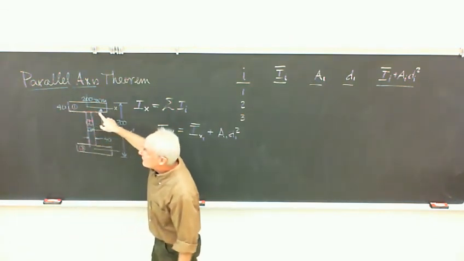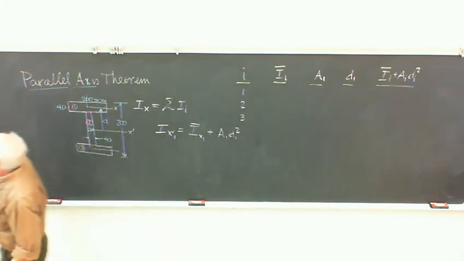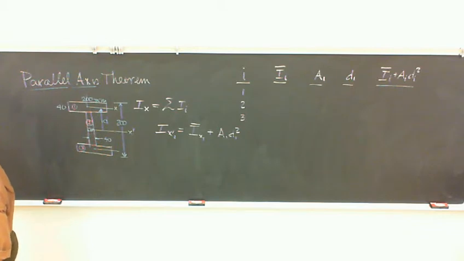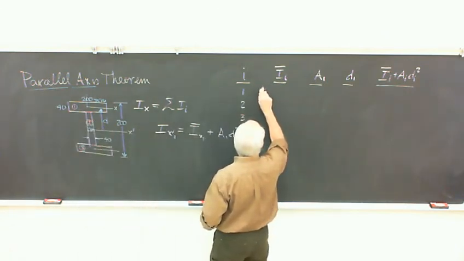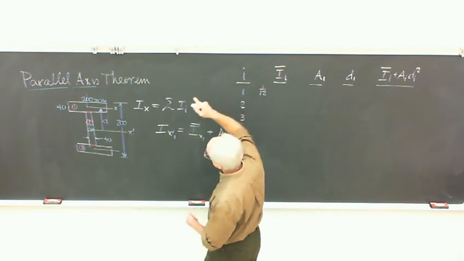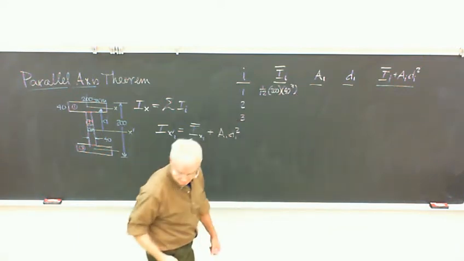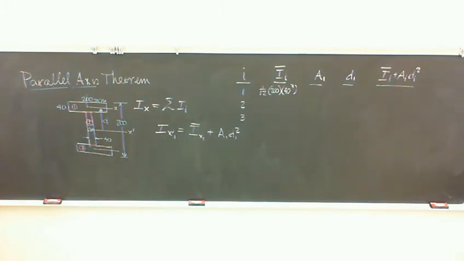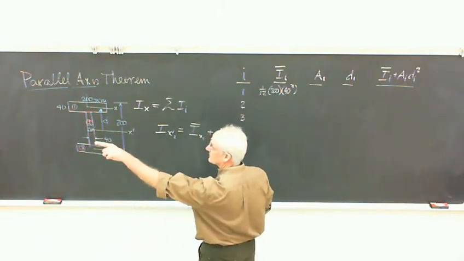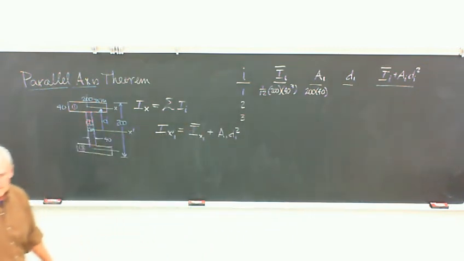So we know that for the first piece, B is 200 and H is 40. So we can figure out I_x through the centroid, same thing we've got here, B H cubed over 12. So that's 1/12, and B is 200, and the H cubed is 40 cubed. That's for piece number one. Whatever that number comes out to be, we can do it. And then of course A, the area, is 200 by 40. What's D?